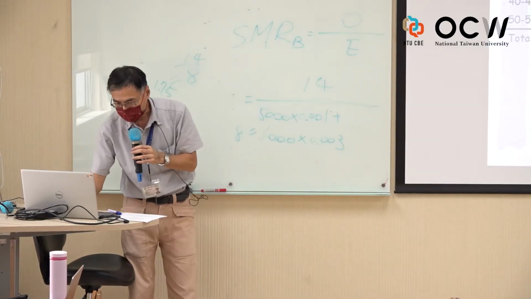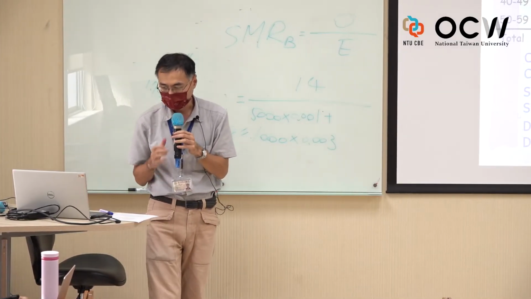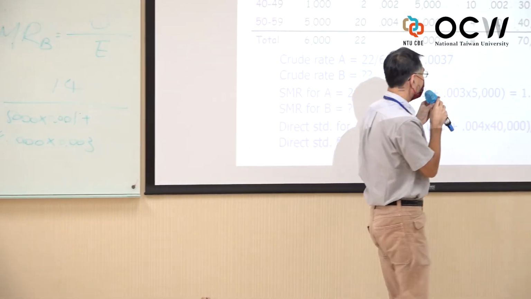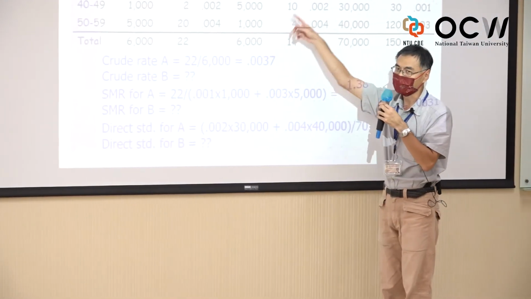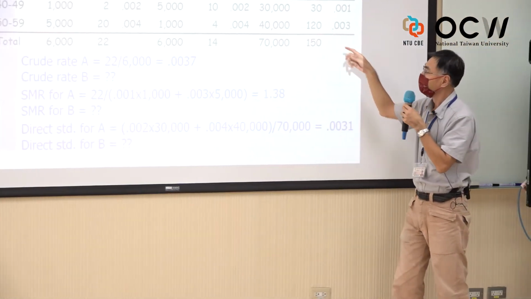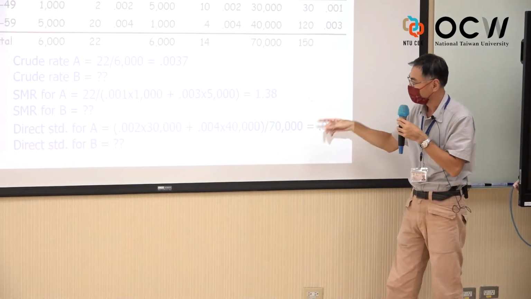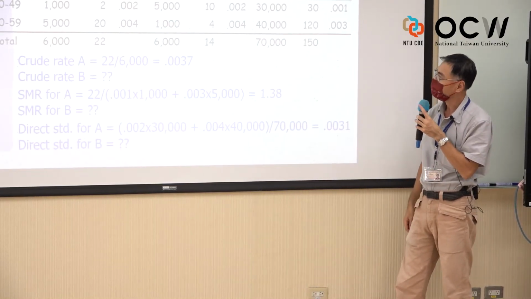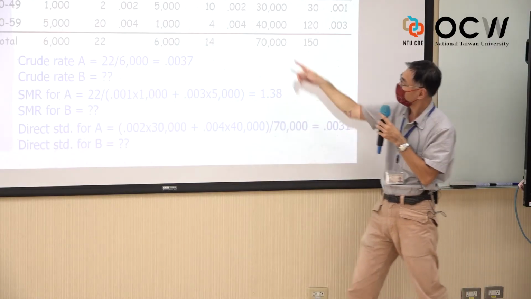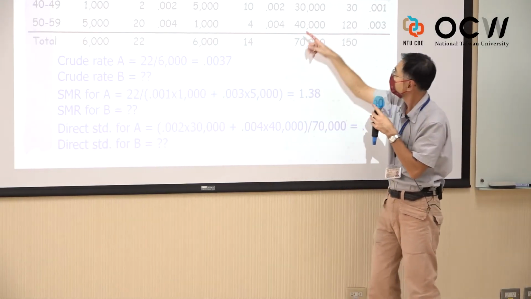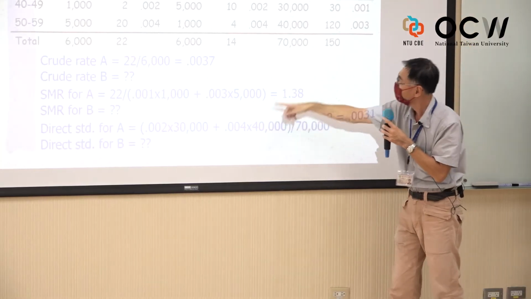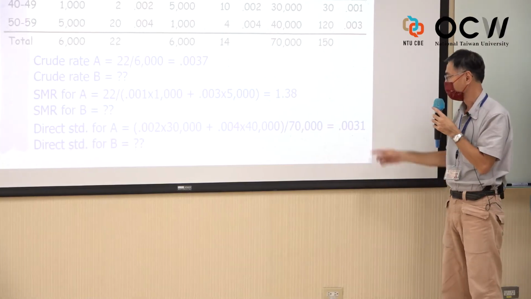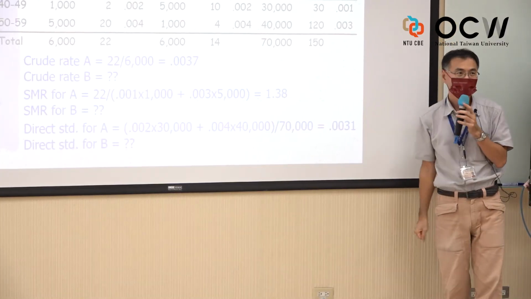Okay. What about the direct standardization for occupation A? Now it's the other way around. We are using the rate from your study population and the structure from the standard population to do the calculation. So it's the rate from the target population and the structure from the standard population. The answer is 0.0031.